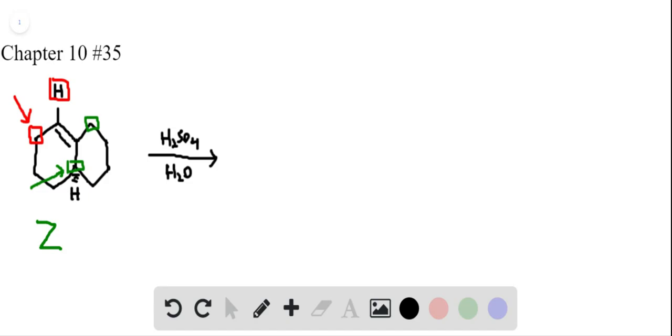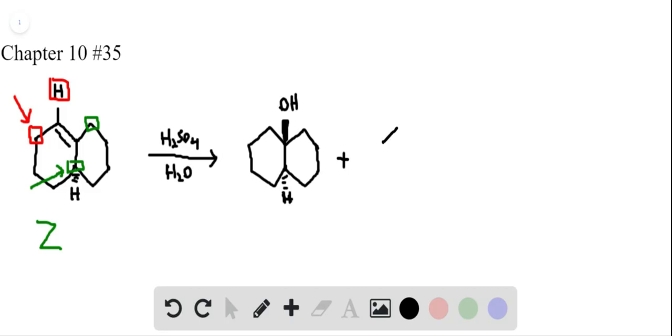Next, the other part of this problem asks us to draw what the product will be when this molecule is treated with water and sulfuric acid. From this chapter, we know that that is going to be a Markovnikov hydration. So we're going to add an alcohol and a hydrogen, the elements of water. The alcohol is going to go to the more substituted carbon, which in this case is the tertiary carbon here in the middle. And so we will get the alcohol on the tertiary carbon.